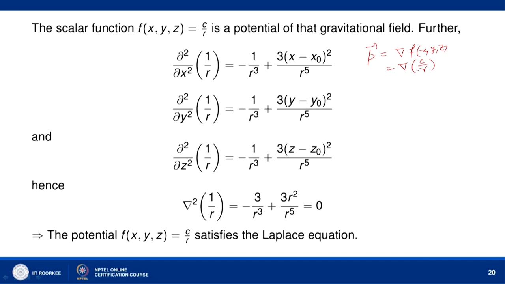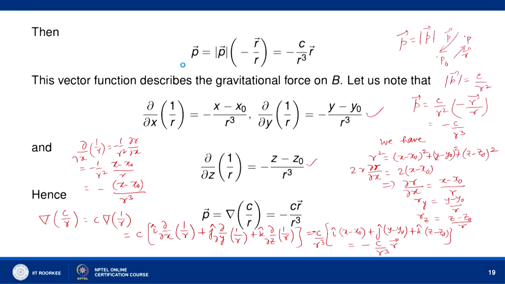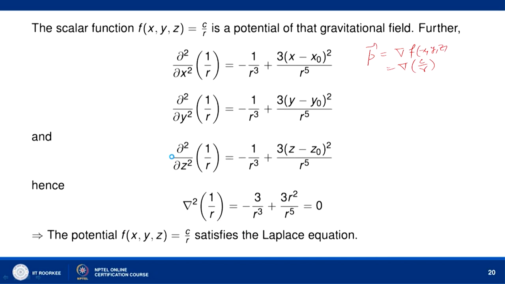Further, if you differentiate 1 over R with respect to x, we got this. Del over del x of 1 over R is equal to this. If you differentiate it further with respect to x, we get del square over del x square of 1 over R, and that comes out to be this.